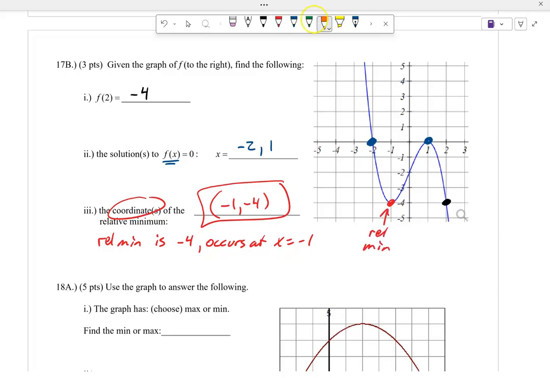And of course, this one over here, that would be our relative max. That would be the top of the hill right there. Nice spot in an area. That would be a relative max over there. But they didn't ask about it on this one.